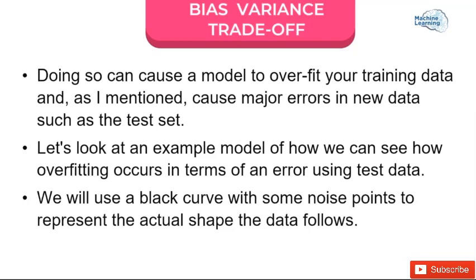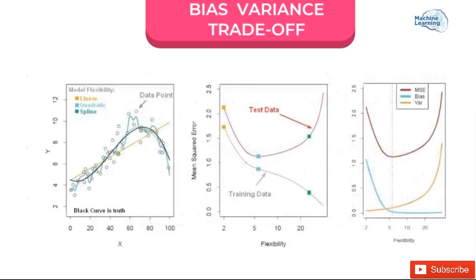We'll use a black curve with some noise points to represent the actual shape the data follows. Okay, so we have three images here. The first one is X versus Y, and here we have model flexibility as different fits: a linear fit, a quadratic fit, or a curve fitting, each becoming more complex. The simplest is just a linear fit, more complicated is quadratic, then you could have a spline fit. And notice here that the black curve is the truth that the model actually follows. All the points are just noise around the actual black curve, which is the truth.